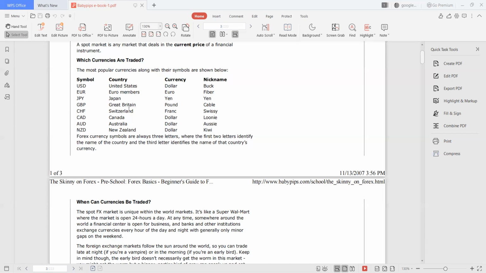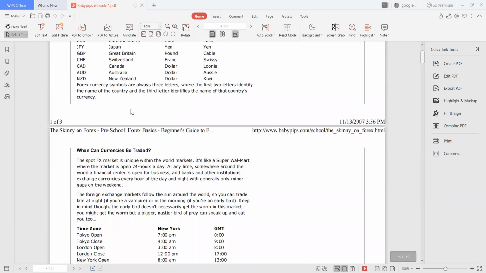But they also have nicknames. The US dollar is called a buck. When you say give me $20, you're speaking traders' lingo there. We have the Australian dollar, it's an Aussie. The New Zealand dollar is a Kiwi. The pound is called cable. As you go deeper into the forex market, sometimes you may come across these terms. Just know that this is what they mean.